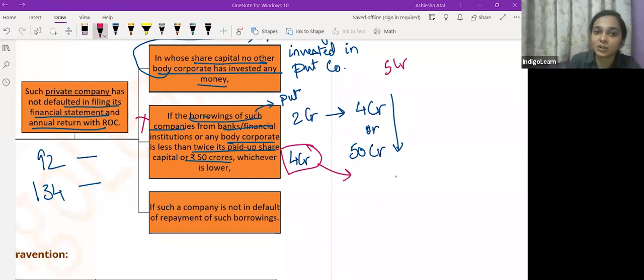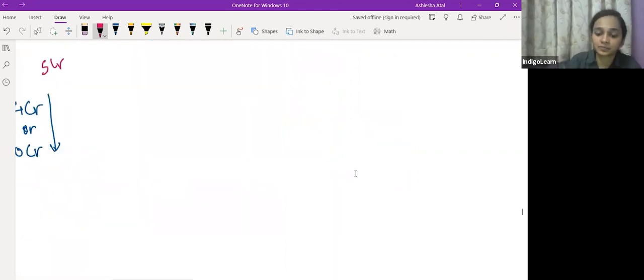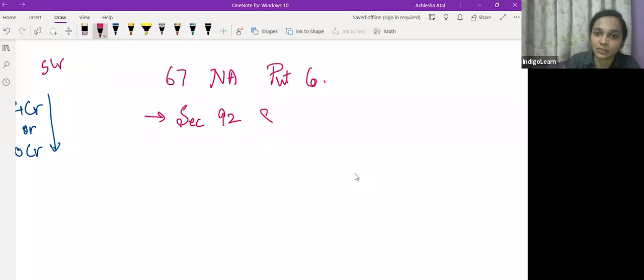And all these conditions are to be complied with. Okay, these are and conditions. And the last condition is that the private company should not default in repayment of the borrowings which it has made. So Section 67 will not be applicable to a private company if that private company has not made any default under Section 92 and 134, that is annual return and filing of financial statements.